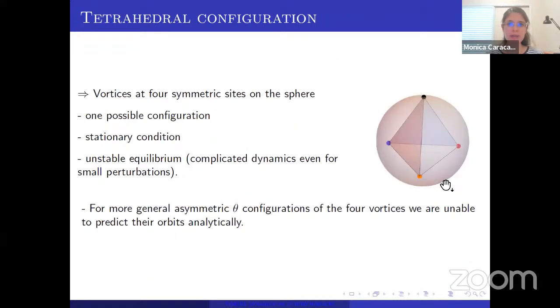And the last one is now not coplanar anymore. You consider a tetrahedral configuration. This is also a stationary one, also with all the velocities. In opposition to the other case, here, if you try to perturb it, the system is totally lost. You cannot predict the orbits anymore. Unstable.